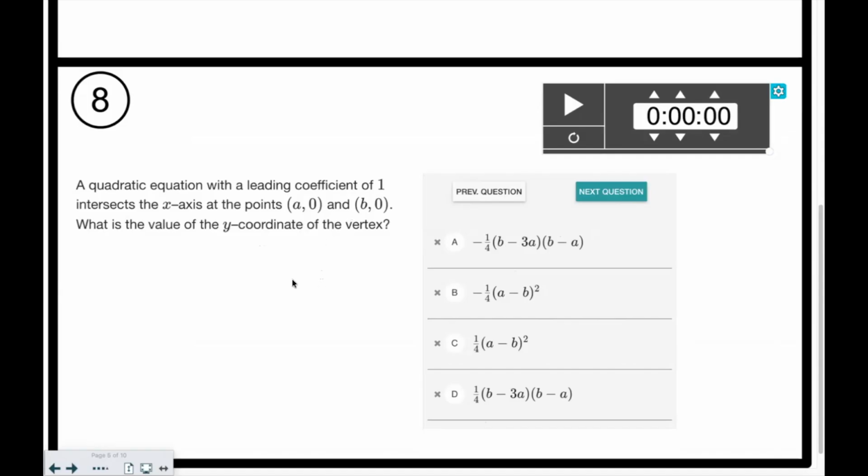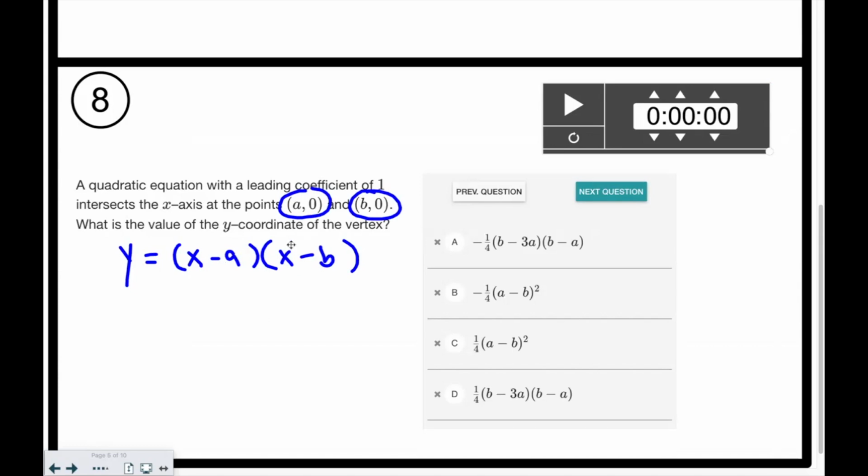So one thing to notice is that if the leading coefficient is 1, the equation should be x minus a and x minus b. That's by the nature of these being x-intercepts. They tell us they intersect the x-axis, and intercepts have a relationship to factors. So if a is an x-intercept, then x minus a is a factor. And if b is an x-intercept, then x minus b is a factor.